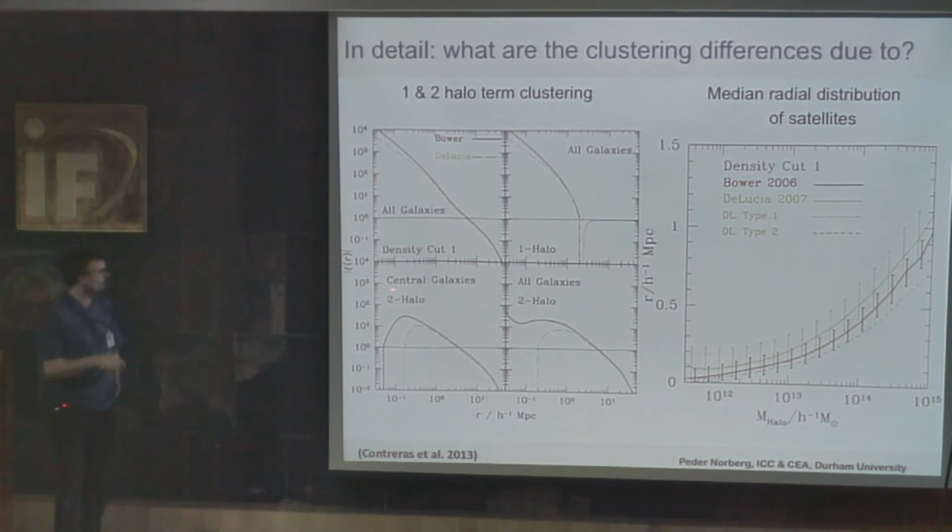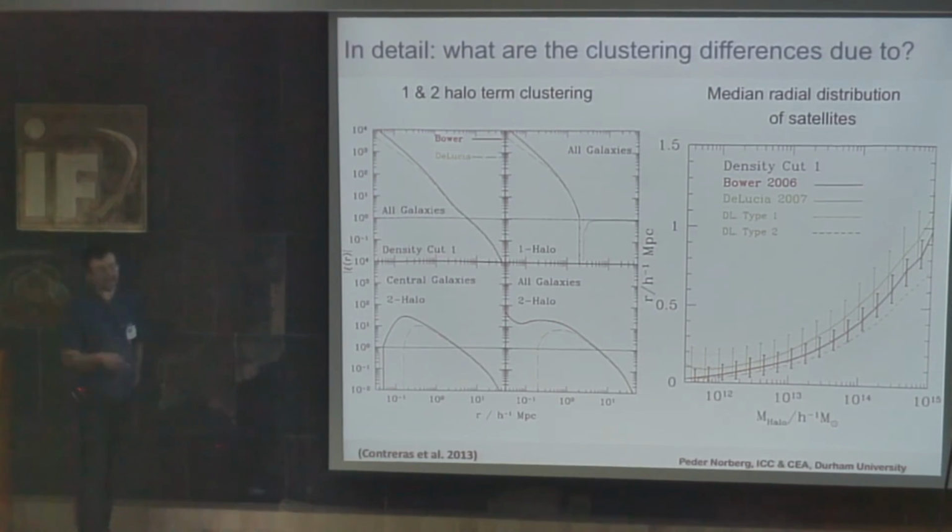So what is the cause of these models being different to some level in your clustering? You can look at the clustering statistics of all the galaxies. I just took two models here, the Bauer and the Lucia, and looked at the 1-halo and 2-halo term clustering, for one of the density cuts. You can see that the small scale clustering of Bauer and Lucia differ, but on large scales it seems to be kind of similar.